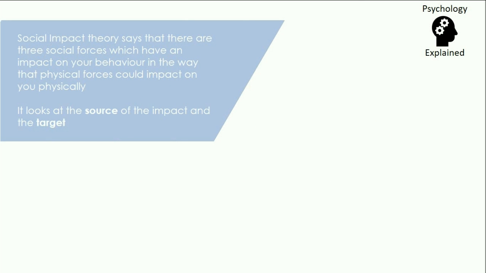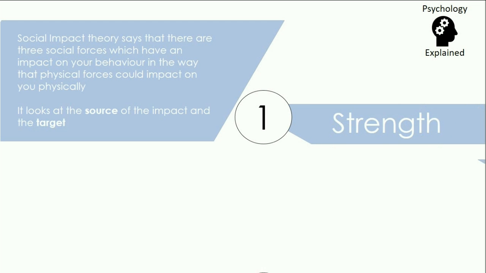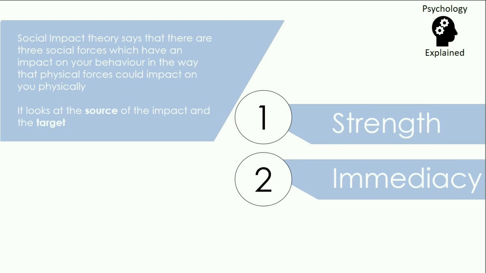Social impact theory suggests that there are three different social forces that impact on your behaviour. They can impact on your behaviour the same way that a physical force could impact on you physically. The theory looks at the source, who in the case of obedience that we'll look at would be the person who is giving an order, and the target, who is the person who will be receiving the order. So there are three different fundamental forces that affect your behaviour, and those are strength, immediacy, and number.